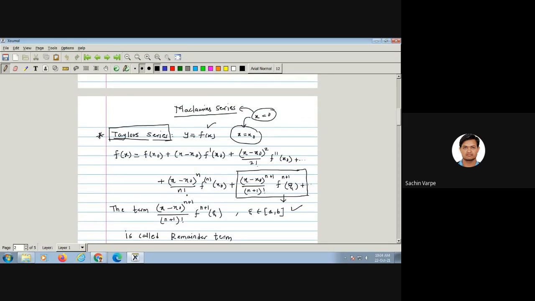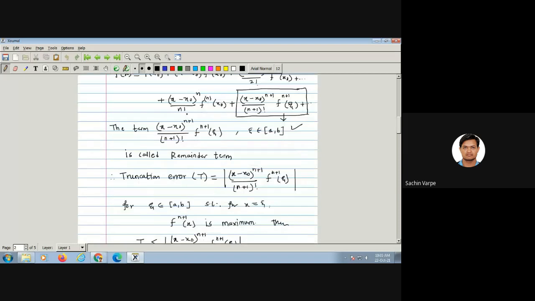Any function y equal to f of x can be approximated by a polynomial around a point x equal to x naught, and if we take that x naught to be 0, then that will be a Maclaurin series expansion, that is called.